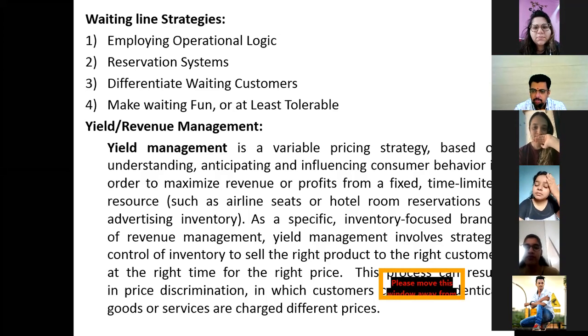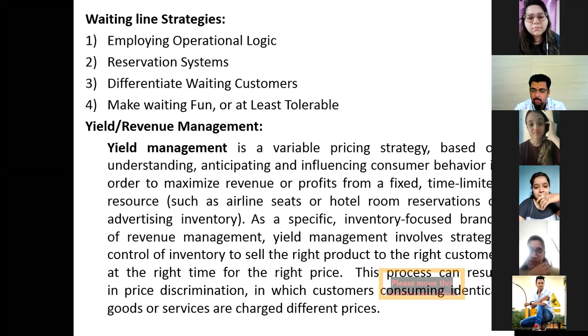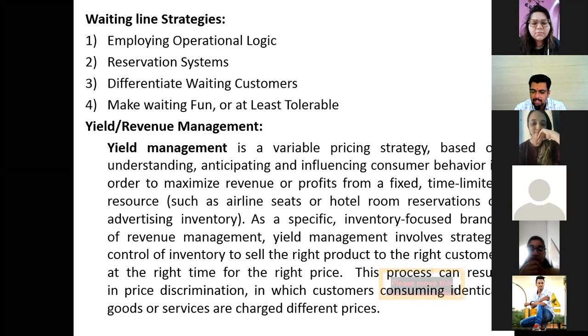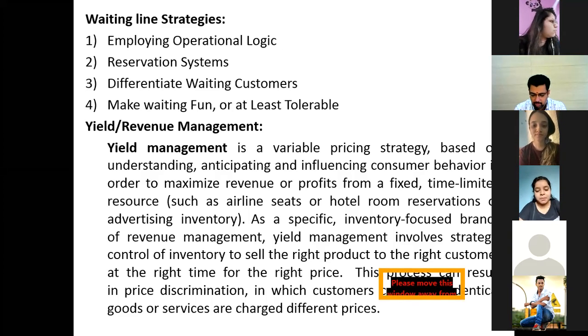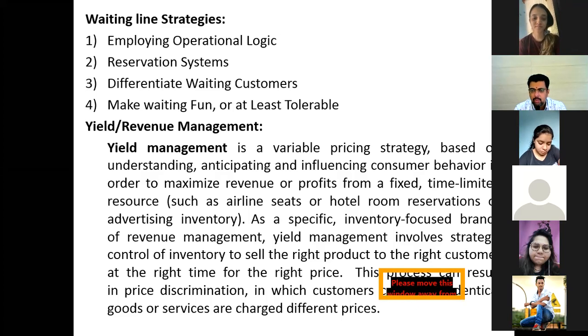Vishaka Shinde, what is the difference between yield management and revenue management? I don't know the exact meaning. Please take down two lines related to what yield and revenue management are. Very important from your exam point of view. Revenue management involves predicting.